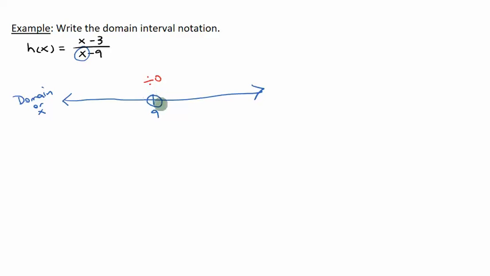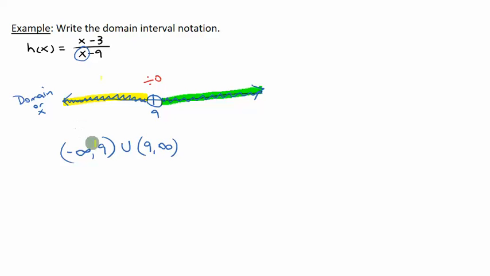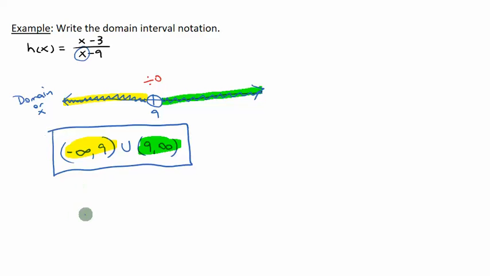In fact, what about numbers really close to 9, like 8.9? 8.9 minus 9 is not 0. That's all we care about. That's the only number I can't divide by. So every other number besides 9 is in my domain. So I'm going to shade every number to the left of 9, and I'm going to shade every number to the right of 9. And now my interval notation will be 2 intervals. This interval, union, this interval. So the yellow interval, the left interval, is negative infinity to 9, not including either one because this 9 is not shaded, union my right interval starting at 9 and going on to positive infinity. So this is my domain in interval notation, every number except for 9.